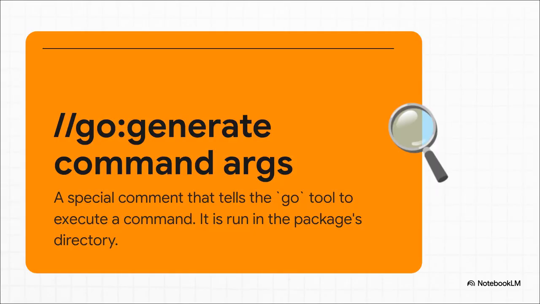And this is the magic little spell right here, the directive //go:generate, followed by whatever command you want. Now, this is super important. The syntax has to be exact. It has to be at the very start of the line, no space between the slashes and go:generate. When you run it, that command gets executed right inside that package's directory, so it has context and access to useful environment variables like $GOFILE, which is the name of the very file that comment lives in.